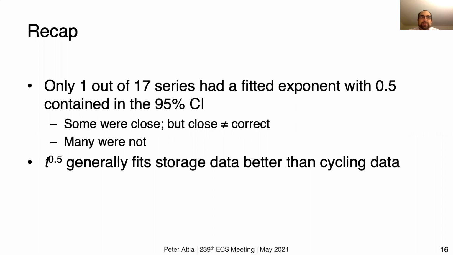So in general here, it seems that 2 to the 1/2 generally fits storage data better than cycling data. That's not too surprising given what we were discussing earlier in terms of theoretical justification. For storage, this is much closer to the ideal growth kinetics than cycling, in which things are very out of steady state. And the 2 to the 1/2 dependence can't be theoretically derived.